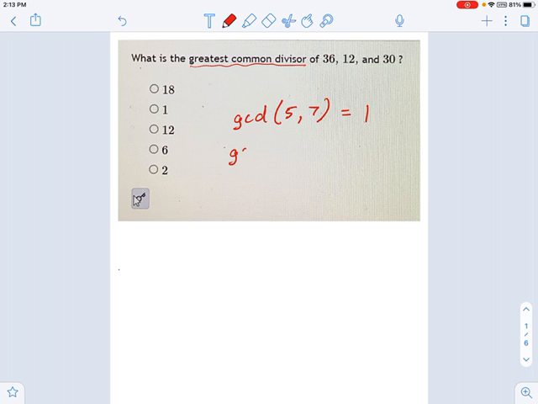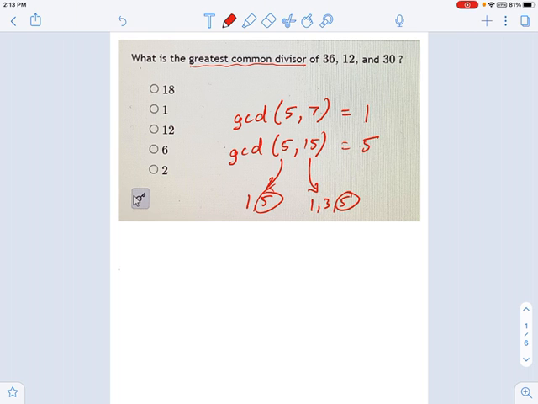Now, let's look at another one. Greatest common divisor of 5 and 15. So what sort of things divide into 5? Well, 1 and 5. What sort of things divide into 15? Here, I'll draw a little diagram. 1 and 5 are part of 5, and 15 breaks up into 1, 3, and 5. Those are its factors. Well, what's the greatest common divisor? It would be this 5 right here. Okay, so I would say the greatest common divisor of 5 and 15 is 5.